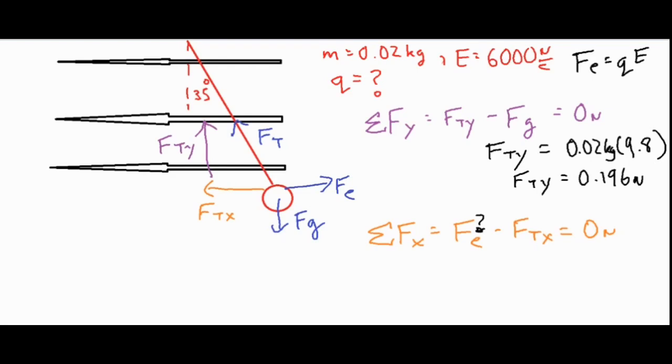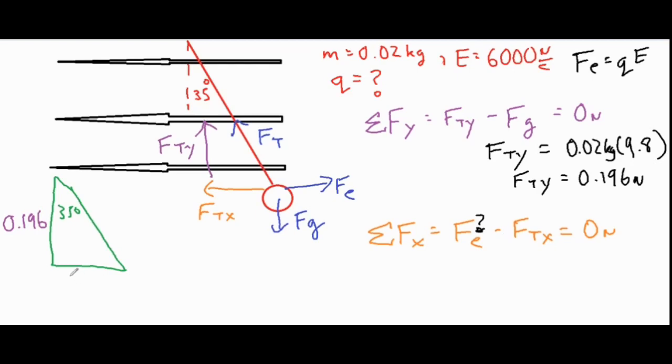Okay, so the second thing we're going to do is, anytime you have one side of a triangle along with an angle, then you can solve for any other part of it. So we do have a triangle set up here. I'm going to go ahead and redraw it off to the side. We have this angle of 35 degrees, and then we know that the y component is 0.196 newtons. And then we can go ahead and solve for the Ftx using our Fty.